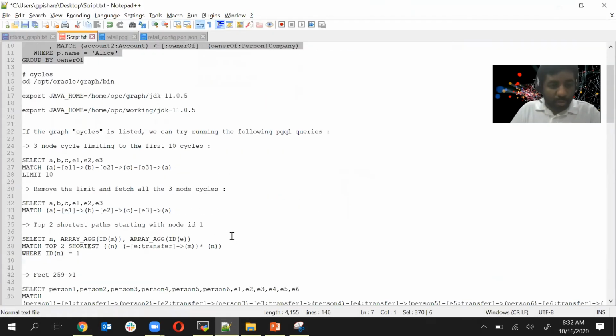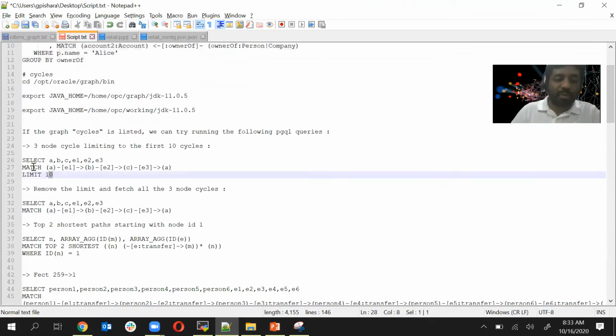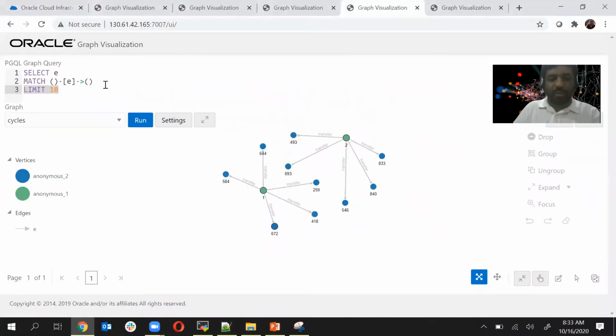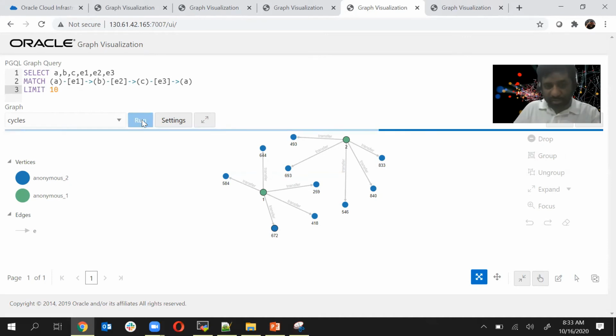Let's try to look into more details. First, we'll try to identify a 3-node cycle. When I mention a 3-node cycle, person A transfers money to person B, who transfers money to person C, connected by edges E1, E2, and E3. Again, limiting to 10 transactions. In a nutshell, we want to identify a 3-node cycle wherein there is a money transfer from person A to person B to person C, and then person C transfers it back to person A. And we limit it to 10 transactions.